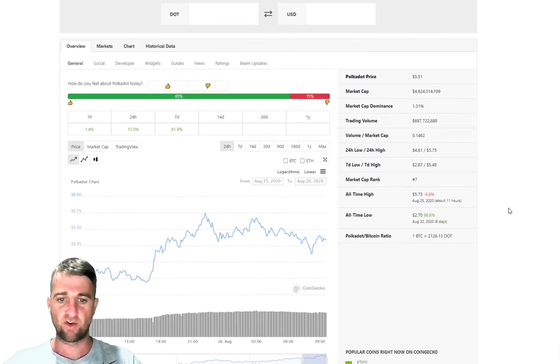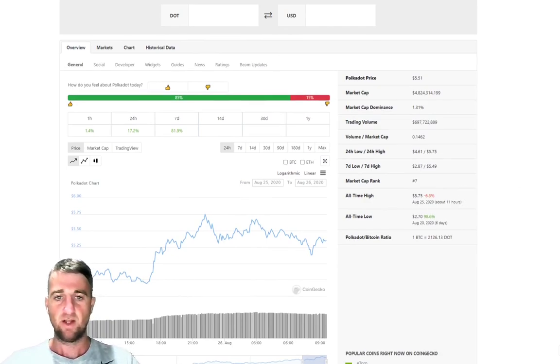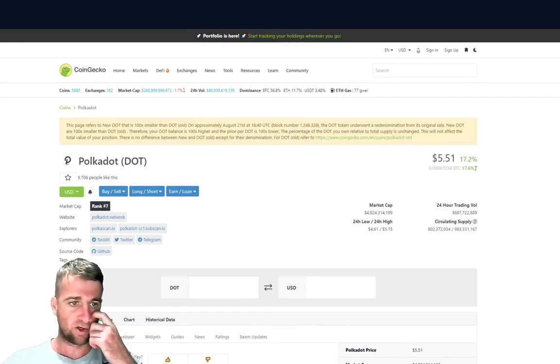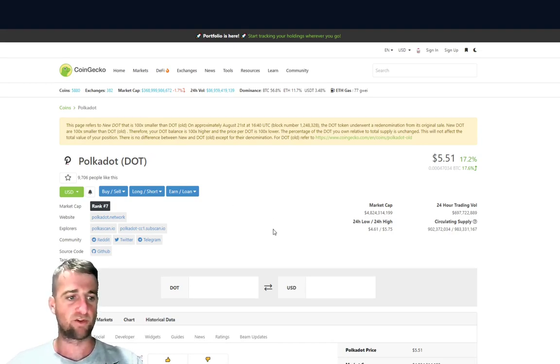What I'm mainly interested in is the all-time high, and that was recorded 11 hours ago, and that was $5.75. What you just need to remember is that it's recently gone through a token redenomination, and this is showing the new DOT that is 100 times smaller in price, but also the supply went up 100 times, so you wouldn't have lost any of your money when that redenomination happened. So let's have a look at TradingView now and see what's been going on recently with the token.